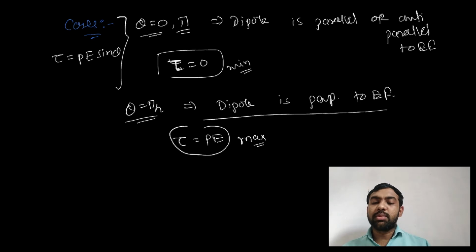When the torque is maximum, theta is equal to pi by 2. When the torque is minimum, minimum means 0, if theta is equal to 0 or pi, you get this answer. Okay, so not this one. Okay, let's see.